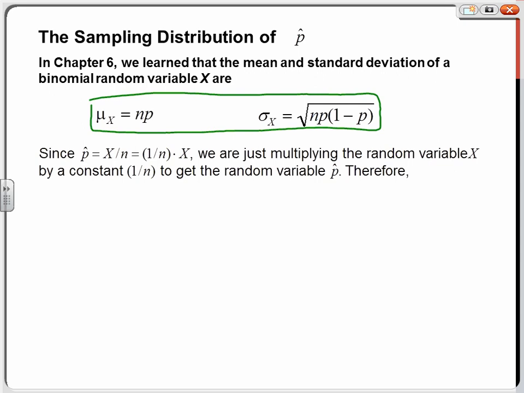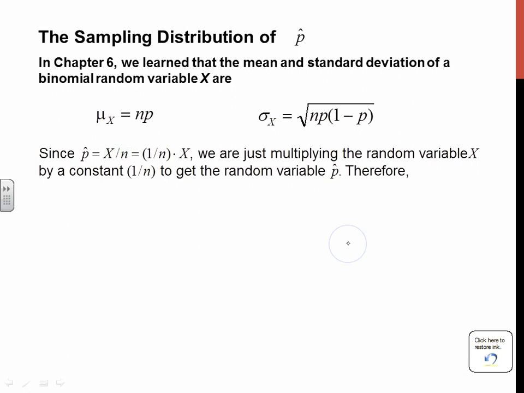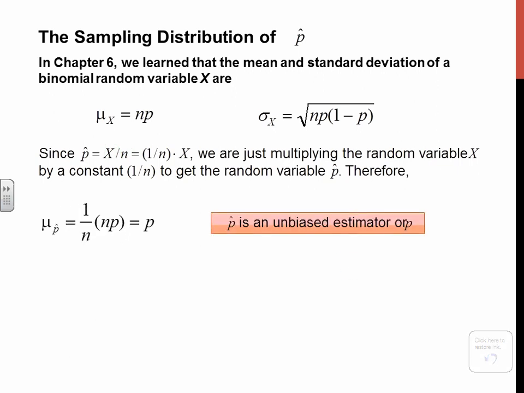But now, if we have that p hat is going to be x over n, then we're going to have 1 over n, basically, times x. So we're just multiplying the random variable by a constant 1 over n. So if I multiply np times 1 over n, I would get out p, which is what we saw.